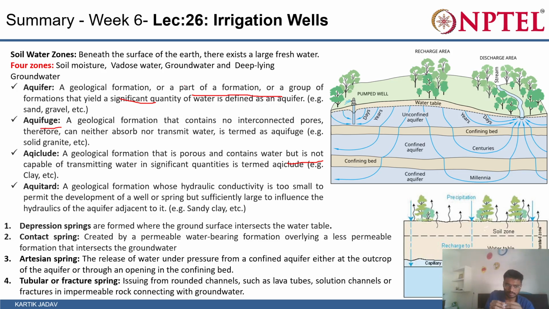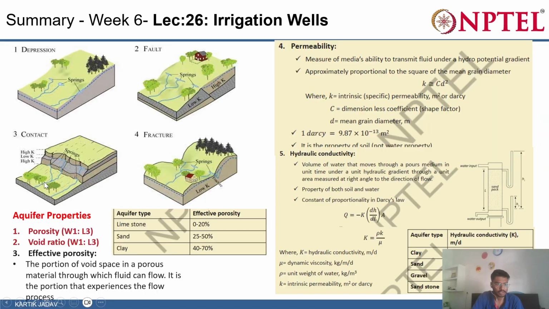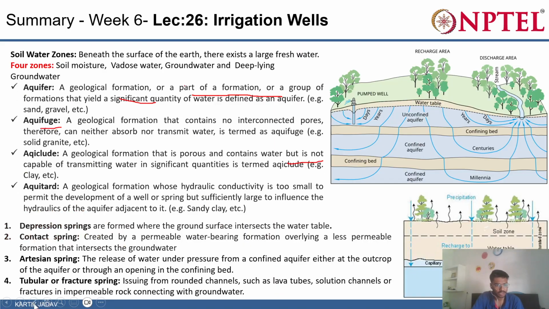Okay, so there are four types of major formation that we generally find beneath the earth's surface, which we have already covered: aquifer, aquifuge, aquiclude, and aquitard. Then, if you see this picture, this is in general to define what kind of aquifer we have. There are generally three types of aquifer: unconfined aquifer, confined aquifer, and leaky aquifer.